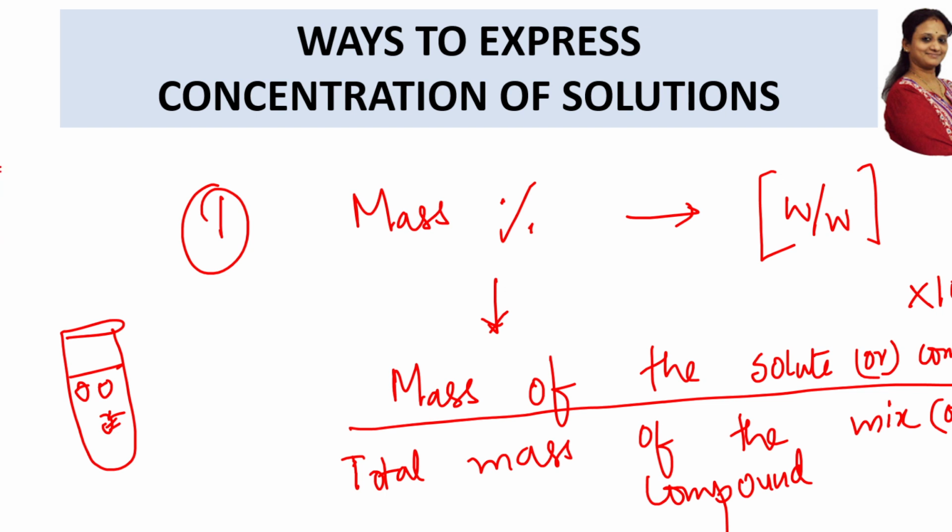Oh, there is one more numerical. Carefully understand, there's one more question. I like this question: calculate the mass percentage. It is a quite famous question. For benzene, what is the benzene formula? C6H6. And one more component is there: carbon tetrachloride. What is the carbon tetrachloride formula?